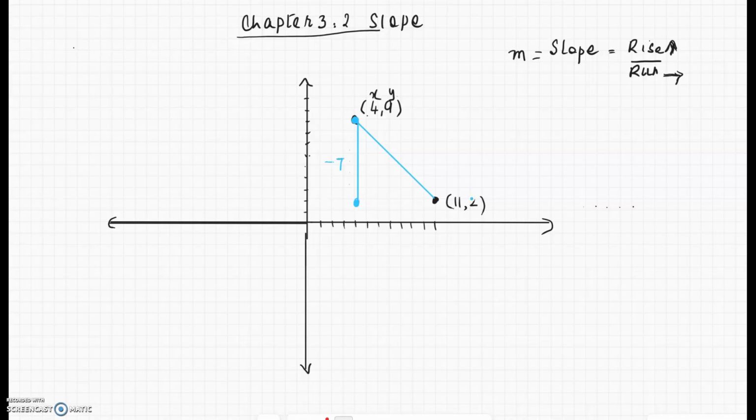And then I need to reach this point (11, 2). So I need to go to the right by how many units? 1, 2, 3, 4, 5, 6, 7 units. And I'm going in the positive direction, so it's a plus 7. Going down is negative. Going to the right is positive. Going to the left is negative.